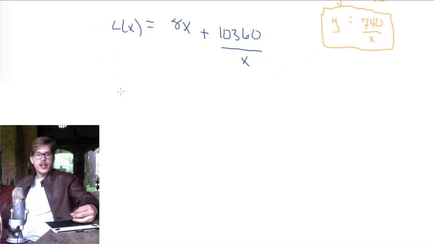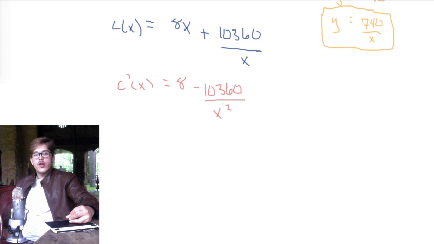So let's scroll this up some. So again, now we're going to be finding the derivative. So the derivative of our cost function is what? Well, the derivative of 8x is simply 8, and the derivative of 10,360 over x is negative 10,360 over x squared. Now let's set this equal to 0. We have 8 minus 10,360 over x squared.